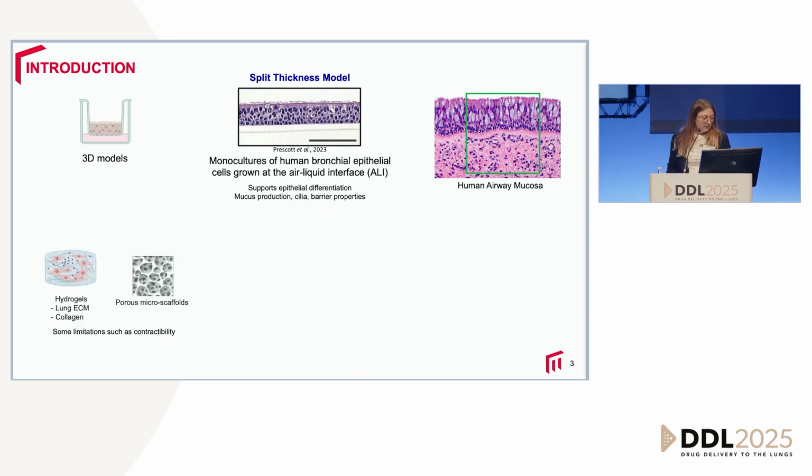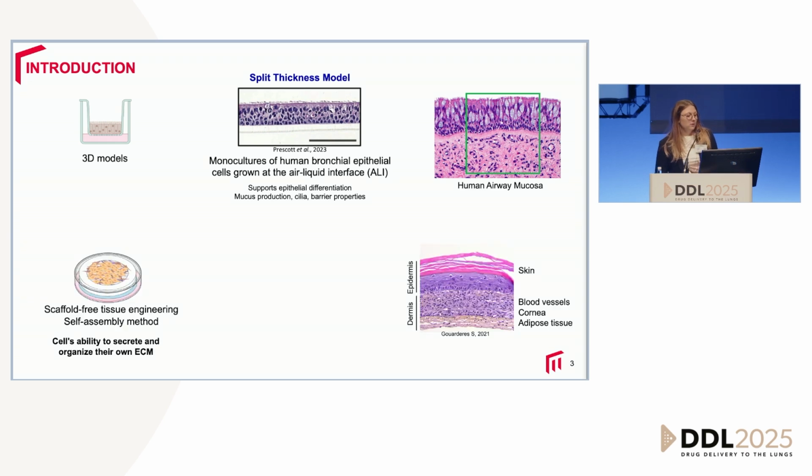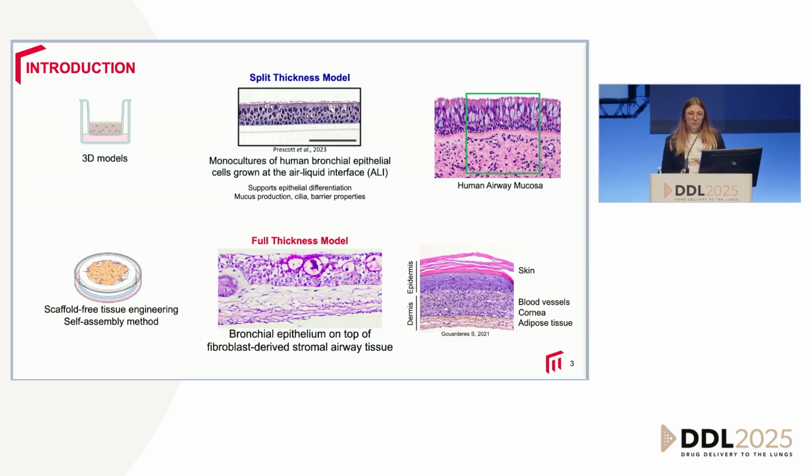And usually to make this kind of model, they use hydrogel or porous scaffold. They are really useful, but they have some limitations, such as the contractility. So in this study, I tried to do a scaffold-free tissue engineering method using the self-assembly method. So meaning we use the cell ability to produce and organize their own extracellular matrix. And this method has been successfully used in many organs already, like skin, but so far has not been done in bronchial model. So these are the two models I'm trying to develop in this study.